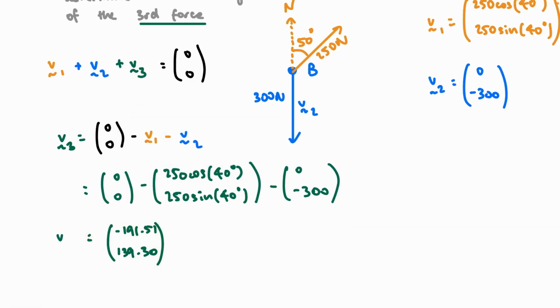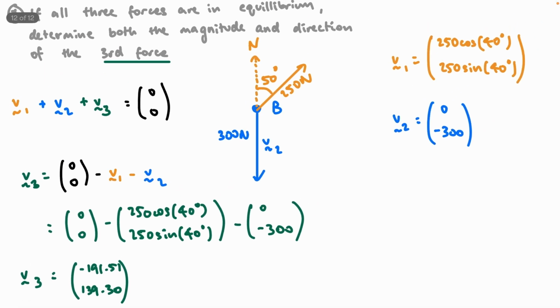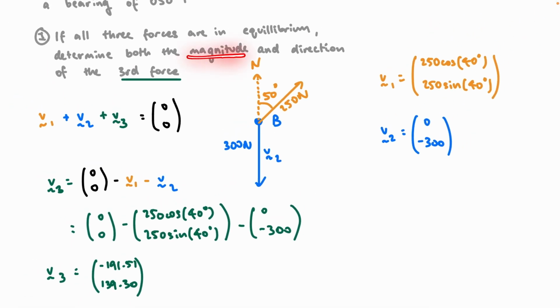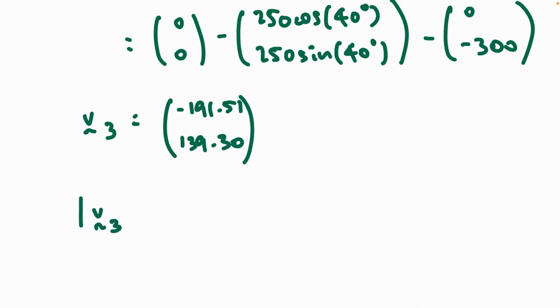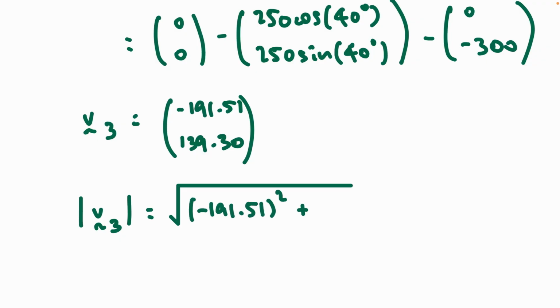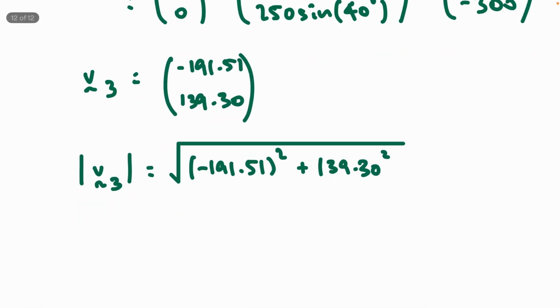Now that we have what vector 3 is, we're still not done. What we have to do is determine both the magnitude of the vector as well as the direction. Let's start with magnitude, which will be a bit easier. We want to work out the magnitude of vector 3. All we have to do is take the square root of the i component squared, so minus 191.51 squared, plus 139.30 squared. This is just simply Pythagoras. If we draw a right angle triangle, that's how we can derive it. And the answer to this is 236.82 newtons. So that's how we work out the magnitude of this vector.